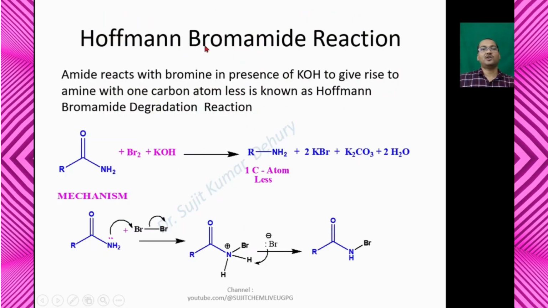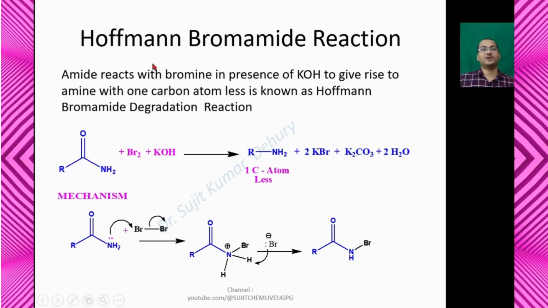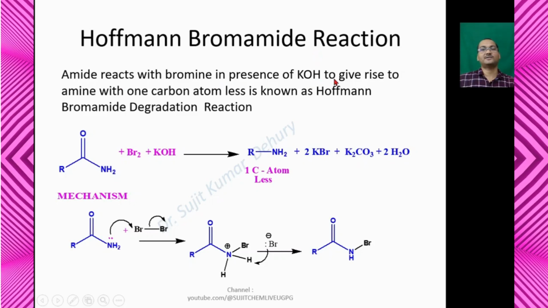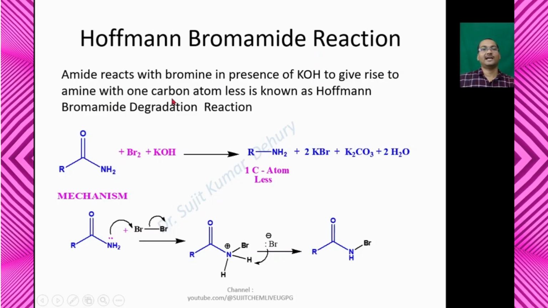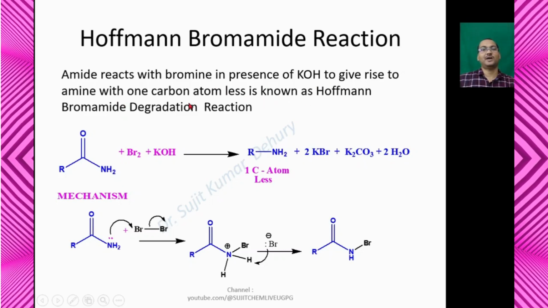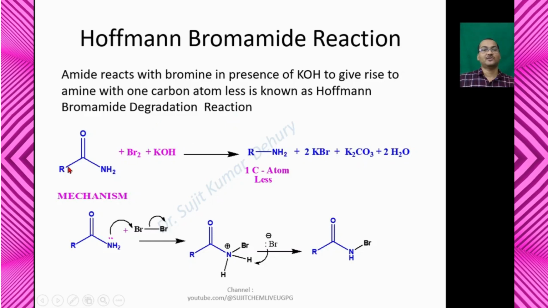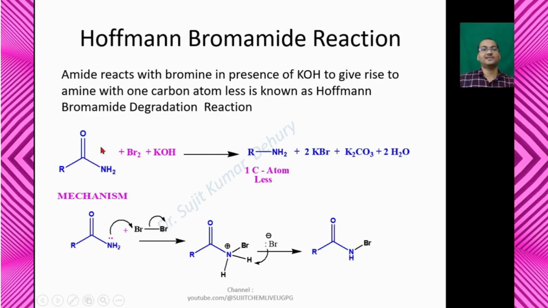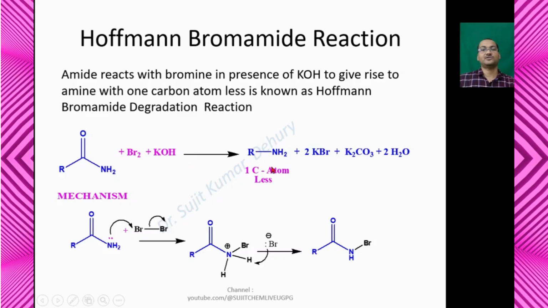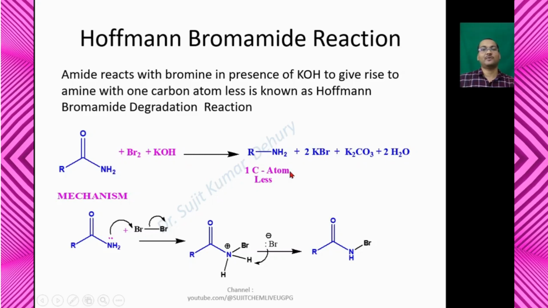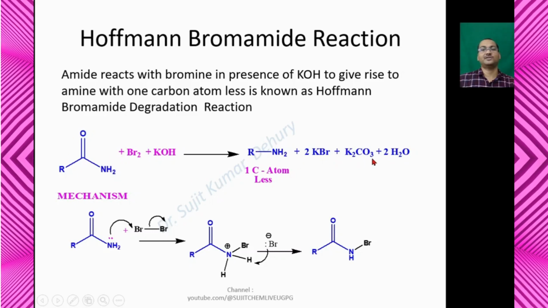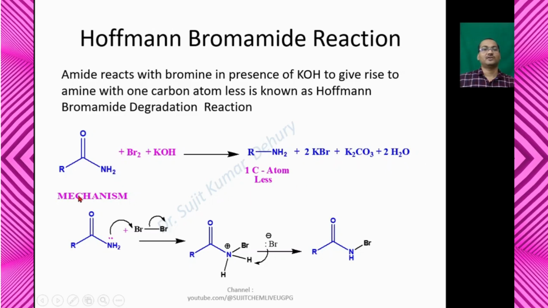Now we'll talk about the Hofmann bromamide reaction. What is the Hofmann bromamide reaction? An amide reacts with bromine in the presence of potassium hydroxide to give rise to an amine with one carbon atom less than the parent amide, which is known as the Hofmann bromamide degradation reaction. Here the amide RCONH2 reacts with bromine and potassium hydroxide giving rise to RNH2. In this compound you have one carbon atom less in comparison to the starting material, plus 2 KBr plus K2CO3 plus 2 water. So this is the mechanism.